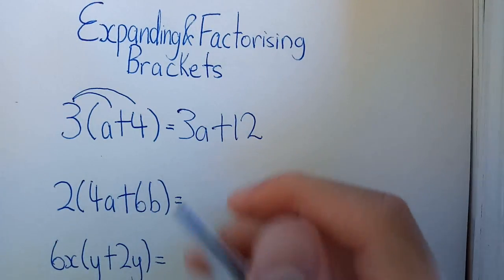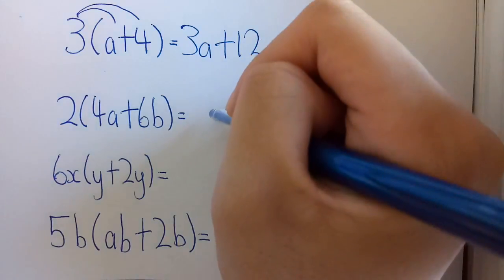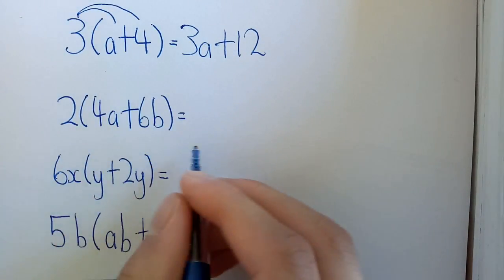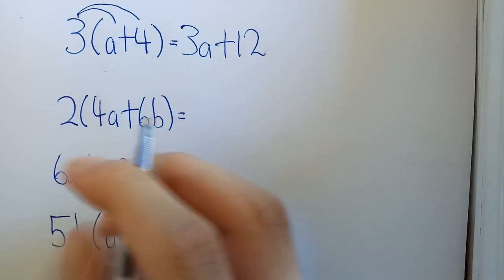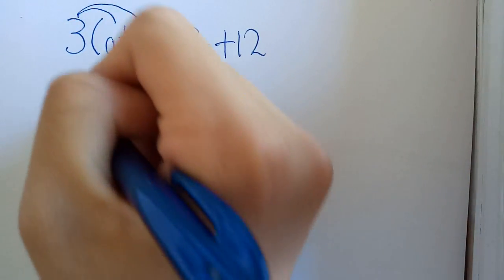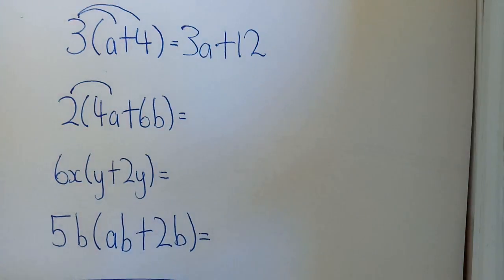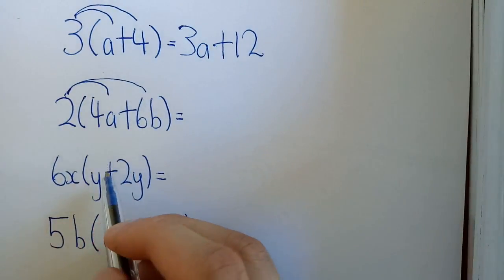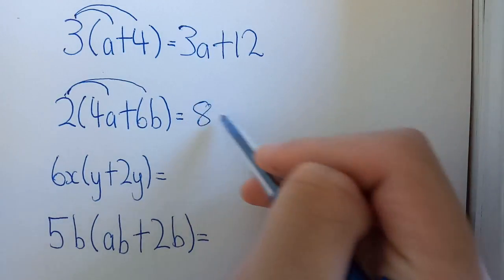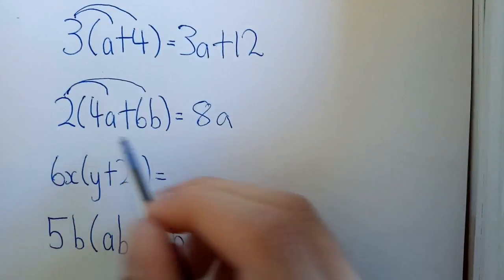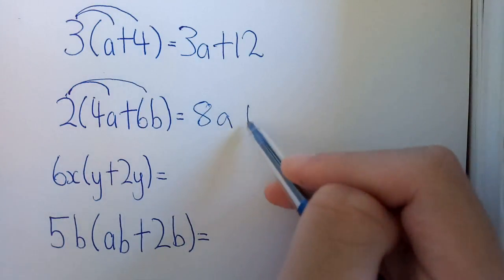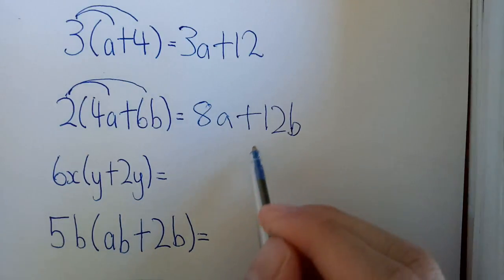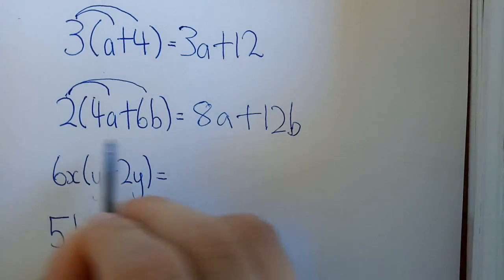Okay, moving on to the next one, we have 2 as the outside value, 4a and 6b as the values inside the bracket. So we need to multiply the 2 by the 4a and the 2 by the 6b. So 2 multiplied by 4a is 8a, and 2 multiplied by 6b is 12b. So this right here is the expanded form for this equation.